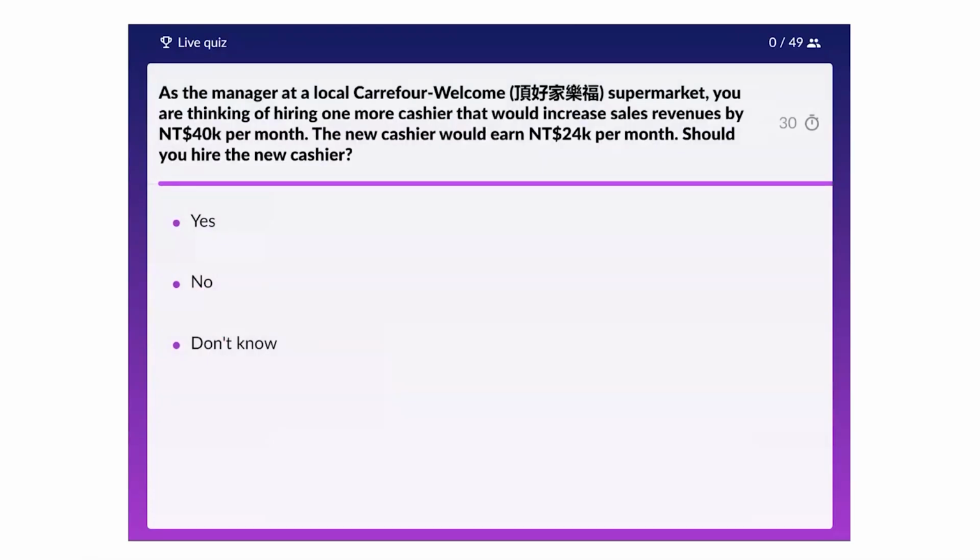So you're the manager of Carrefour, and you have to decide, do you want to hire this new cashier? That would increase the sales by 40K, and the new cashier would earn 24K per month. Yes, no, or I don't know.